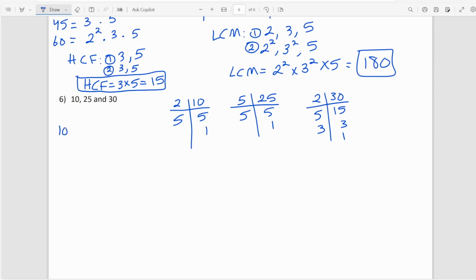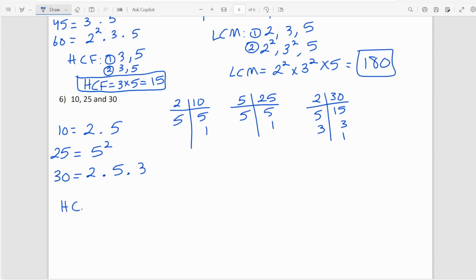So now let's write it out. So 10 is equal to 2 times 5. 25 is equal to 5 to the power of 2. And 30 is equal to 2 times 5 times 3.